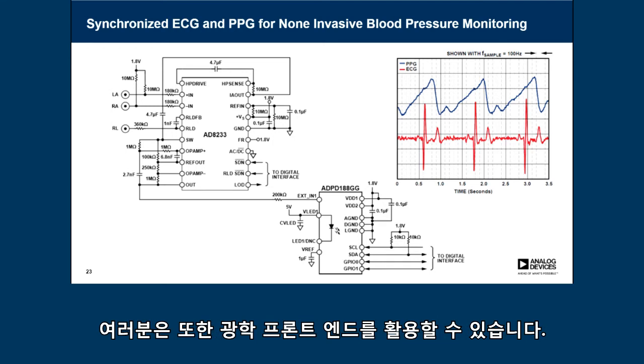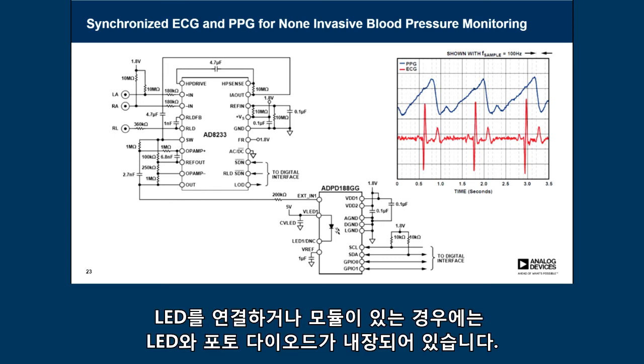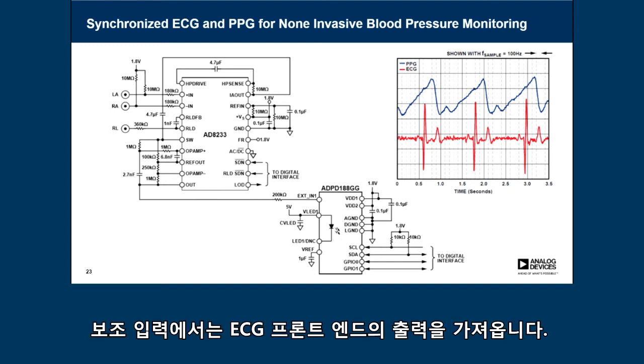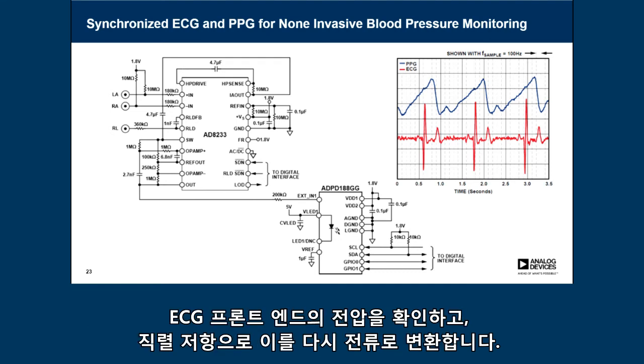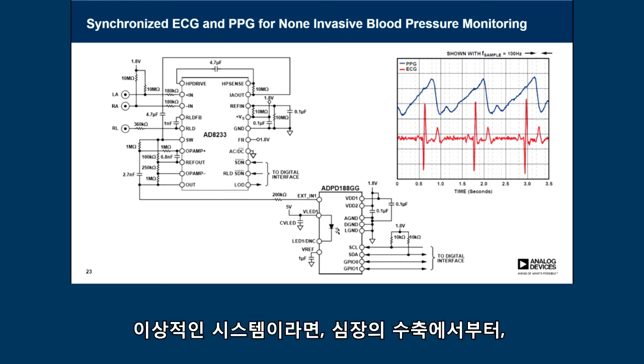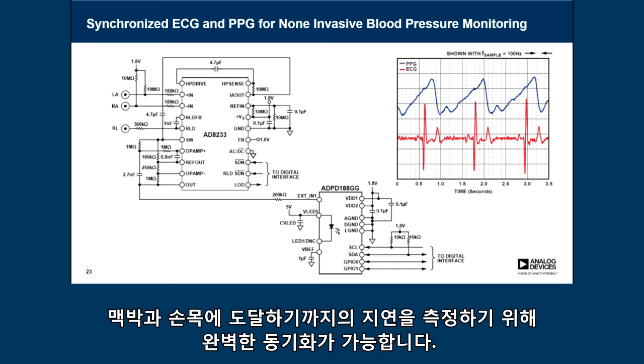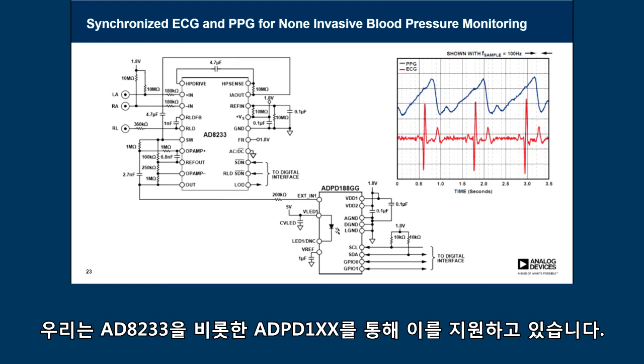So what you do is that you have your front end, your optical front end. You connect the LEDs, or in case you have a module, the LEDs and the photodiode are embedded. But on an auxiliary input, you take the output of our ECG front end. And the only thing you need to do is take the output, which is the voltage of the ECG front end, and convert this back into a current by a series resistor. And with that you have an ideal system which is very nicely synchronized to measure the delay from the contraction of the heart towards the pulse arriving at the wrist. So we support in this an 8233 plus ADPD 1XX.